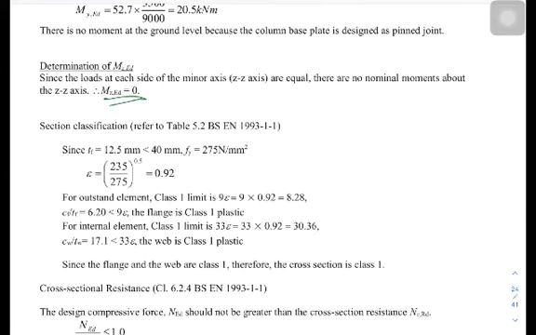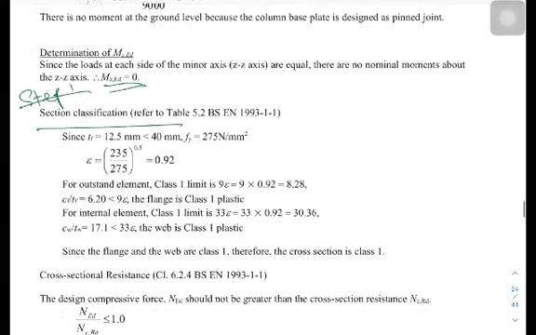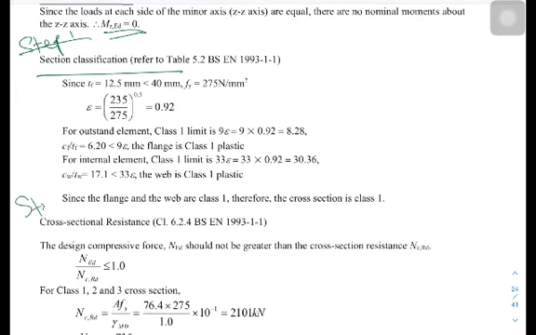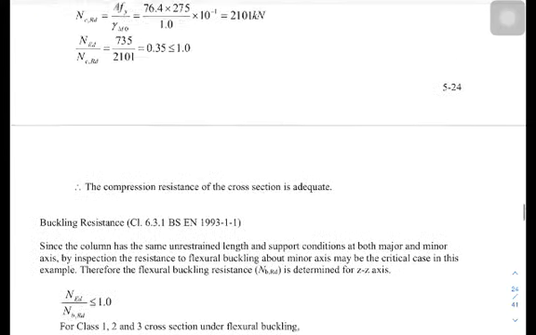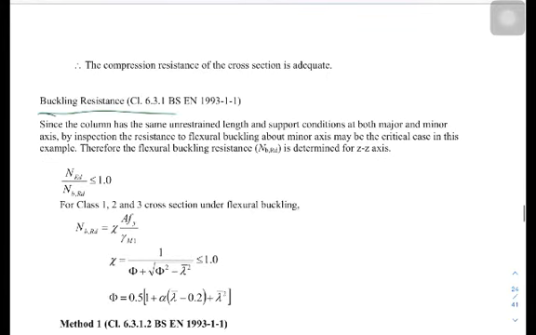Okay, so again the same steps as before. Step 1 is section classification. Step 2 is checking the cross-section resistance. And step 3, the one that is a bit long, is checking the buckling resistance.